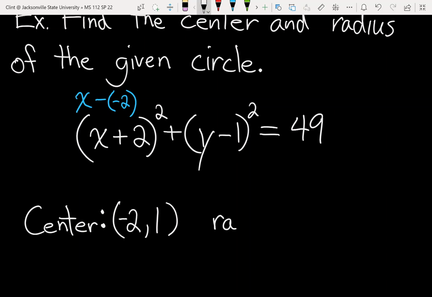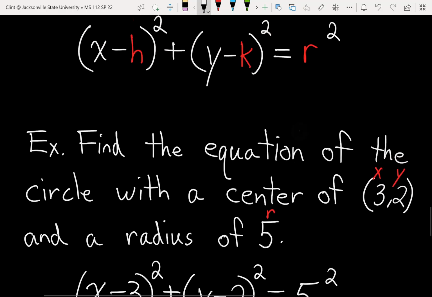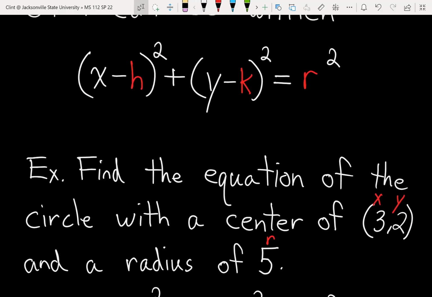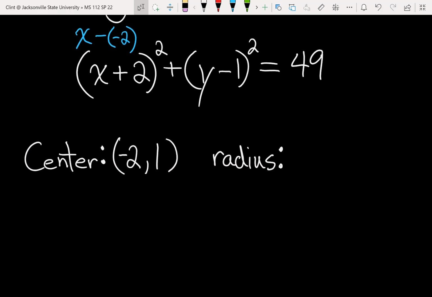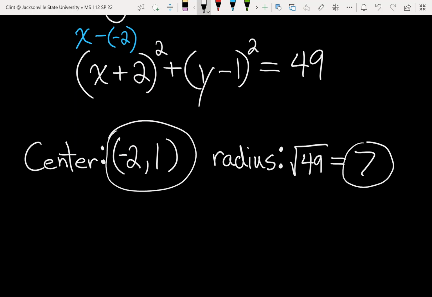And then for our radius, you just need to remember that if we look back at our standard form, that number over there is r squared, our radius squared. So how can we find our radius? Square root, yeah. Take the square root of 49, which gives us our radius. So our center is -2, 1. Radius is 7.